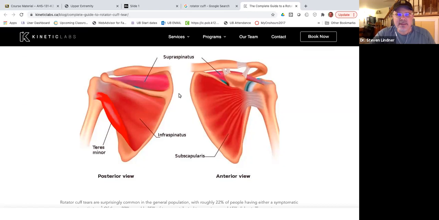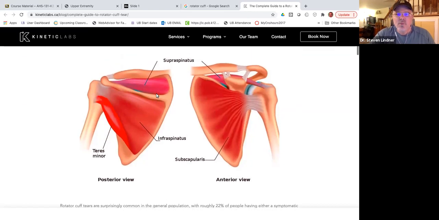So, in this image right here, we're looking at the scapula. This is why osteology was so important, because we know here's the vertebral border or medial border of the scapula. Here's the spine of the scapula. That's the acromion process from the back. Here's the acromion process from the front. Here's the coracoid process. Here's the clavicle, and here's the humerus. So this is the posterior view, and here's the anterior view.